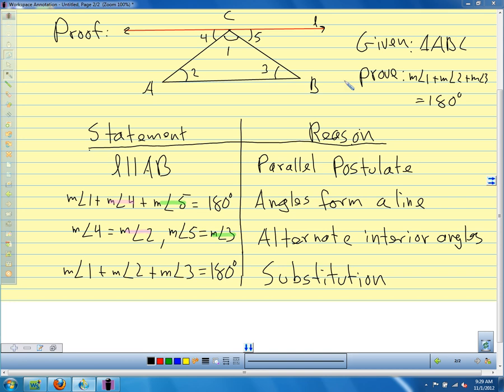Yes. Why is it substitution? Because I took measure of angle 4 and measure of angle 2 are the same. So I substituted measure of angle 2 right there. Oh, measure of angle 5 and measure of angle 3 are the same. So I substituted measure of angle 3 right there.